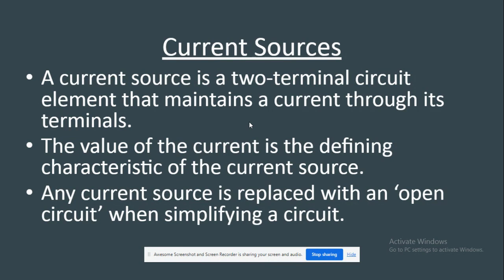Current source. The current source is also a two-terminal circuit element. It maintains the current through its terminals. It basically flows the current through the circuit, and the current's value is the main characteristic of the current source. If you want to simplify a circuit and you have a current source, you replace it by an open circuit. So a voltage source is replaced by a jumper, a simple wire, but a current source is replaced by an open circuit.